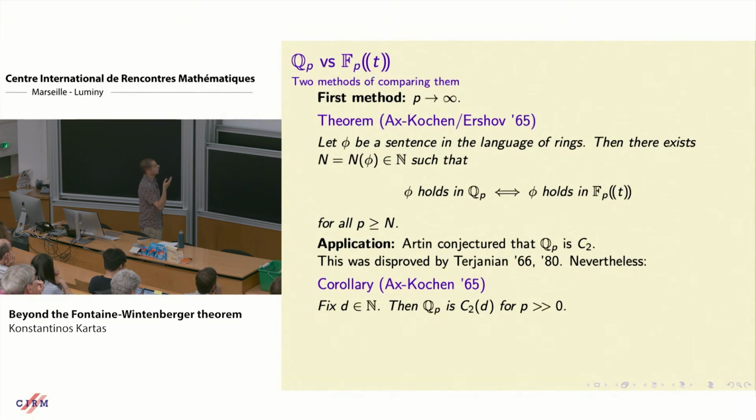Yeah, I should say that what they used actually is that essentially by a theorem of Lang, it was known that Fp((t)) is a C2 field. And although C2 is not captured by a single sentence, it's an elementary class, of course, but it's not captured by a single sentence. If you fix the degree, then it becomes a single sentence.